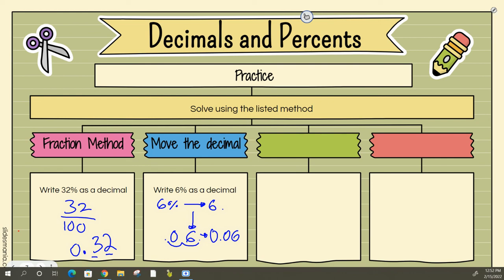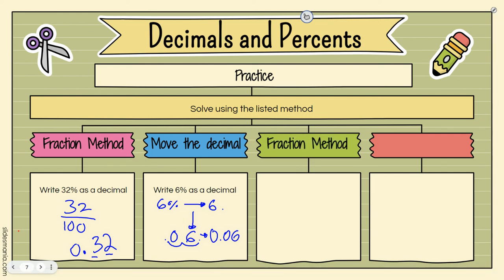All right, number 3. Using the fraction method, which means you have to make a fraction first, we need 47 hundredths to become a percent. But it's got to go to a fraction first. Kyle?